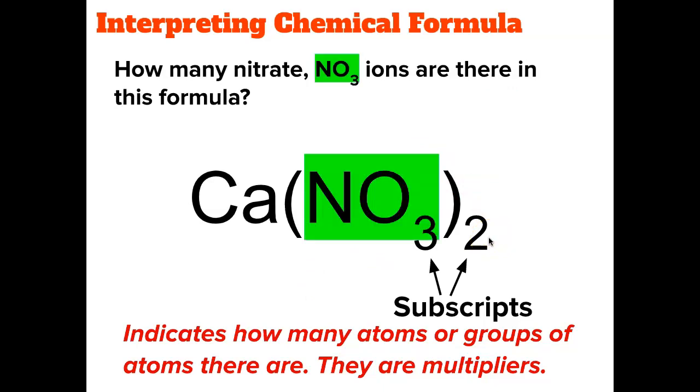The next thing that we need to know is that we also will have ions that are made of more than one type of atom, and that's the case here with nitrate. So nitrate is actually made of this N, the O, and the 3. So we've got nitrogen with 3 oxygens attached, so this whole group. So we're going to look at the multiplier on the outside. What this means by having this 2 outside of the parentheses is that we have 2 groups of nitrate. So there are 2 nitrates in this formula.